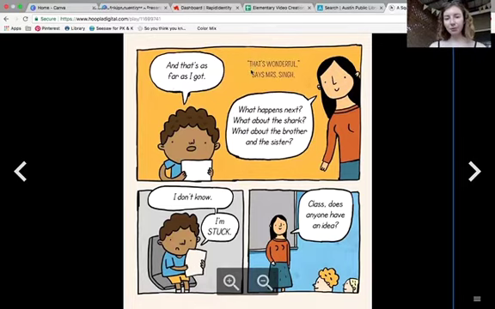That's wonderful, says Miss Singh. What happens next? What about the shark? What about the brother and sister? I don't know. I'm stuck. Class, does anyone have an idea? Do you have an idea of what could happen next in the story?